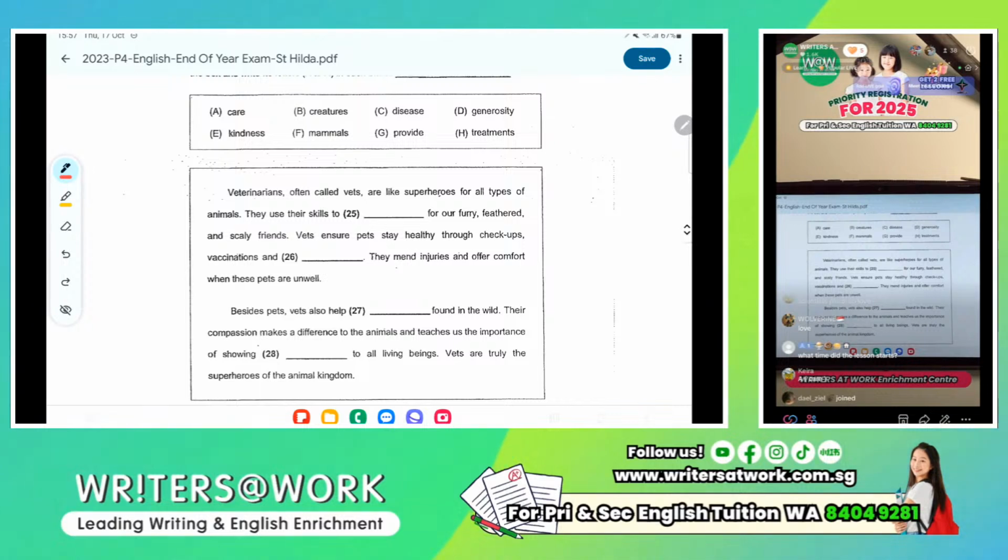What time did the lesson start? Oh, our lesson started at 2:30 p.m. Our lesson started at 2:30 p.m. and it will end at 5:30.